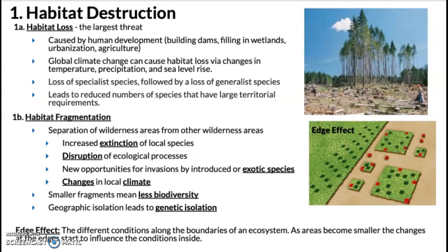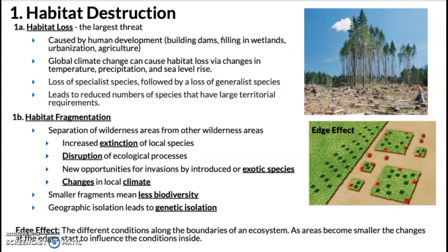As we have habitat loss, we would first see a reduction in specialist species as their specific requirements are more likely not available, and then we would see a loss in the generalist species. Habitat loss also leads to a reduced number of species that have large territory requirements. If there's not enough territory for species, then they would compete with each other and only some of them would survive in whatever habitat is available.